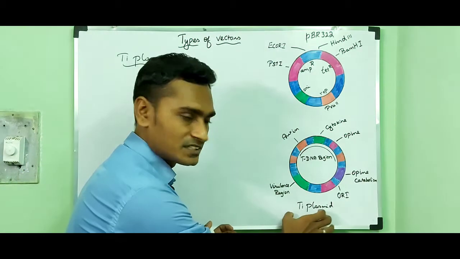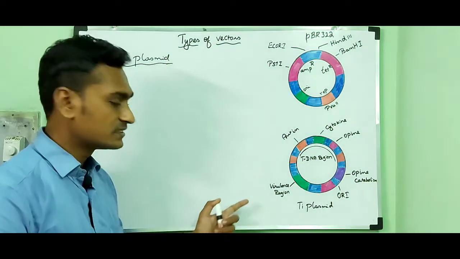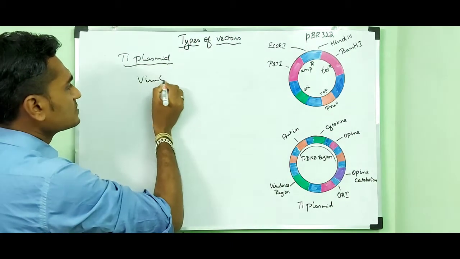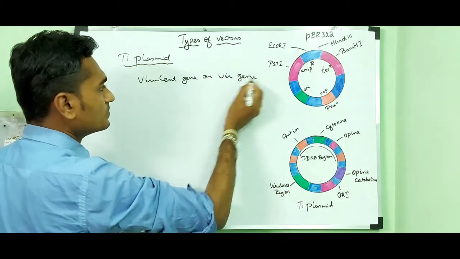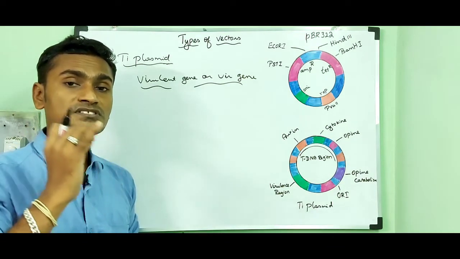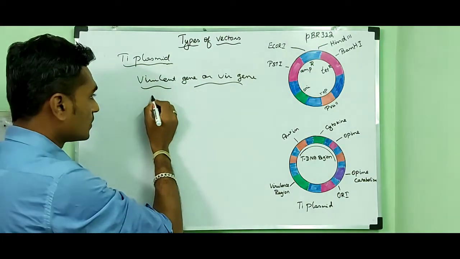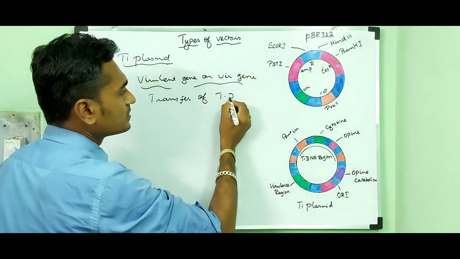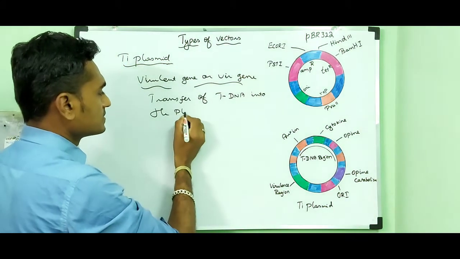So this is the structure of the TI plasmid, and it contains a virulence region, and this virulence region contains the genes called virulent genes or vir genes. So the virulent genes are responsible for the transfer of tDNA into the plant cell.